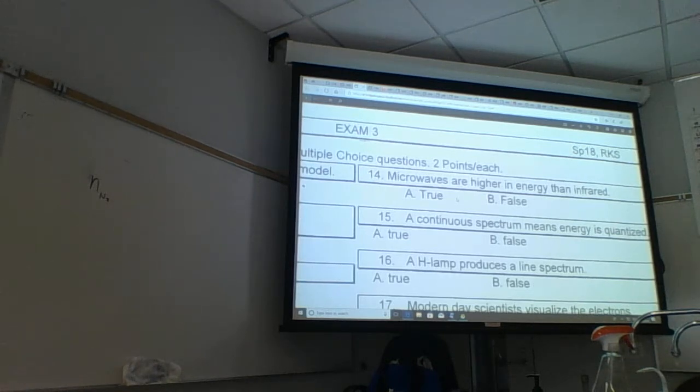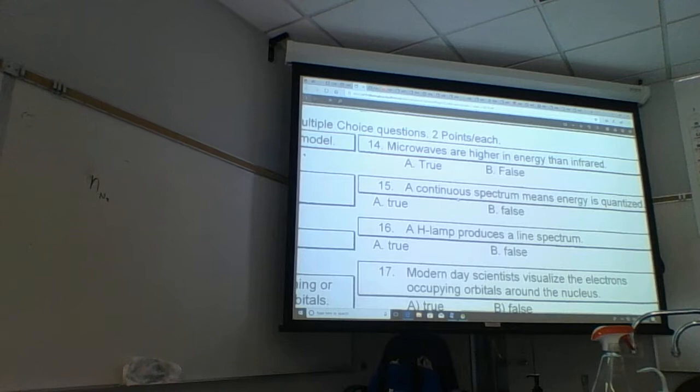All right. What did people get for 14? True or false? Microwaves are higher in energy than infrared. False. Memorization. 14 should be easy to remember. What's next to red? Infrared. What's next to violet? Ultraviolet. And then you know microwave has got to be lower in energy.